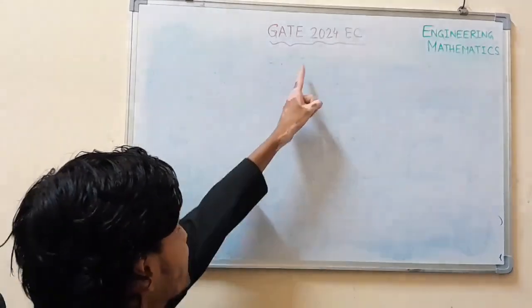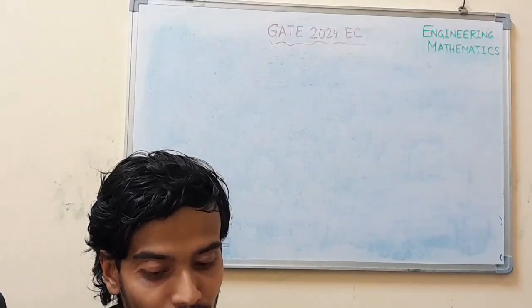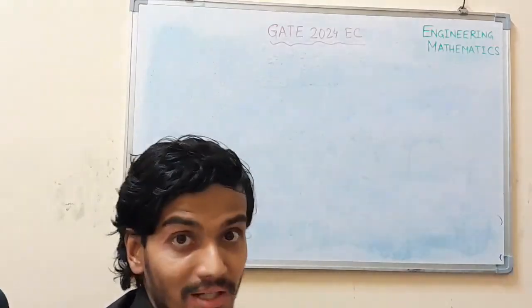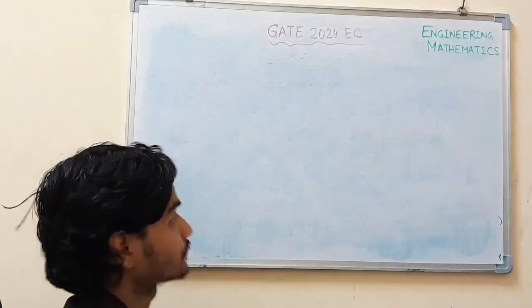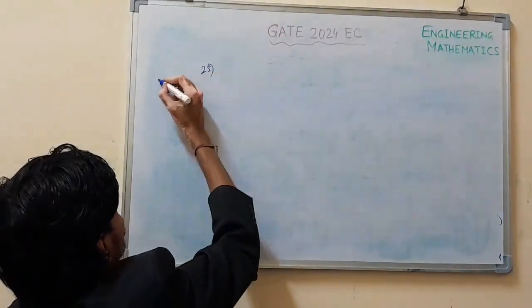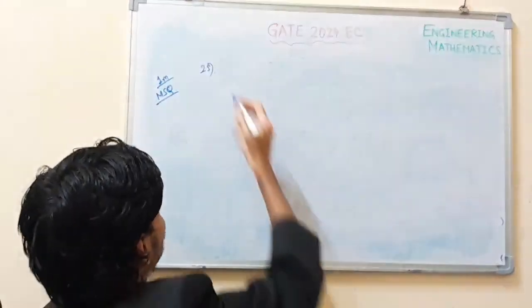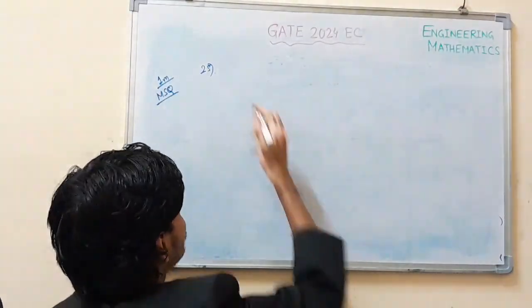This is a solution from the subject engineering mathematics. Again a 1 mark question, MSQ type, from engineering mathematics. Question number 25 in the master question paper GATE 2024 EC is as follows. This is a multiple select question, more than one can be correct. So the question is given.